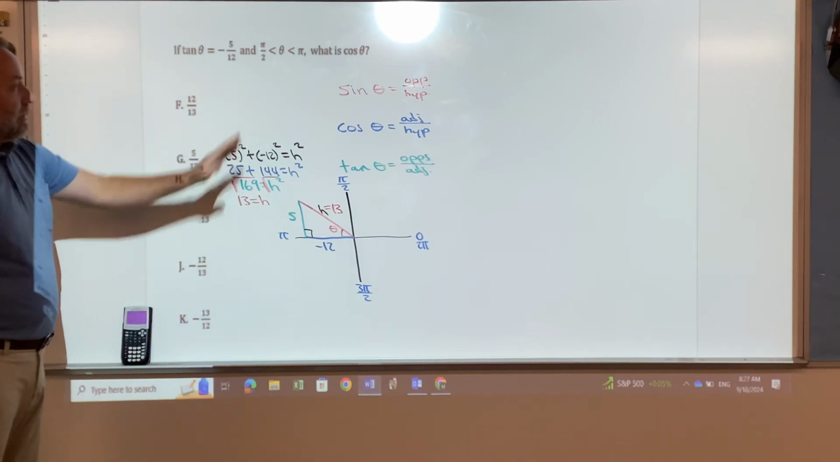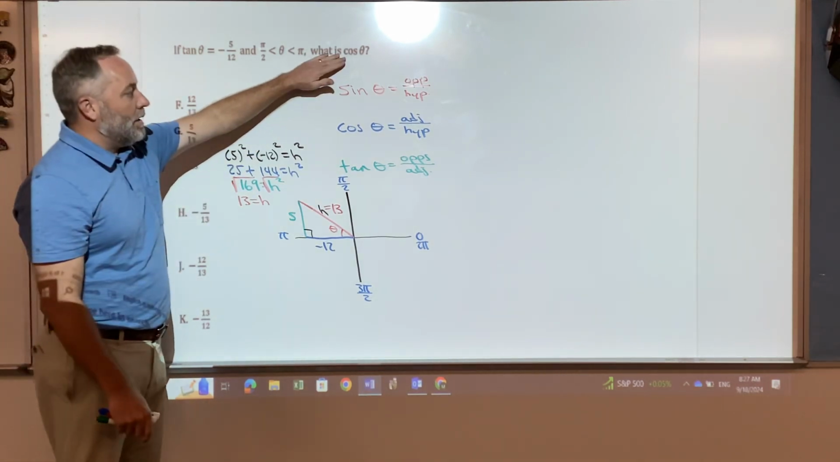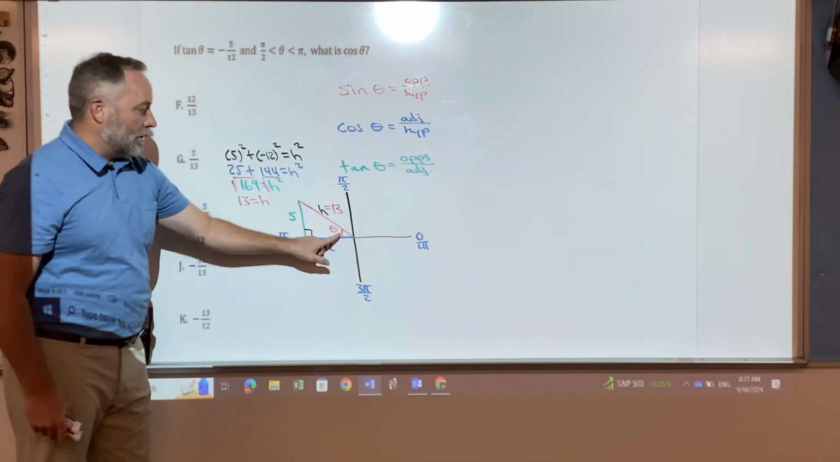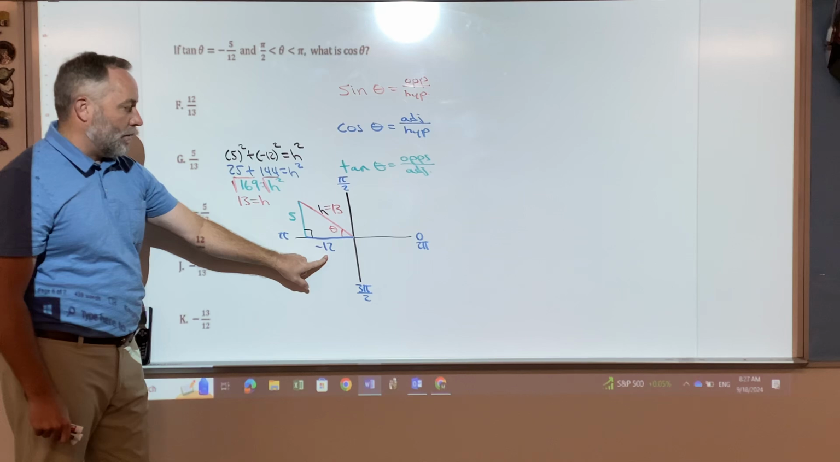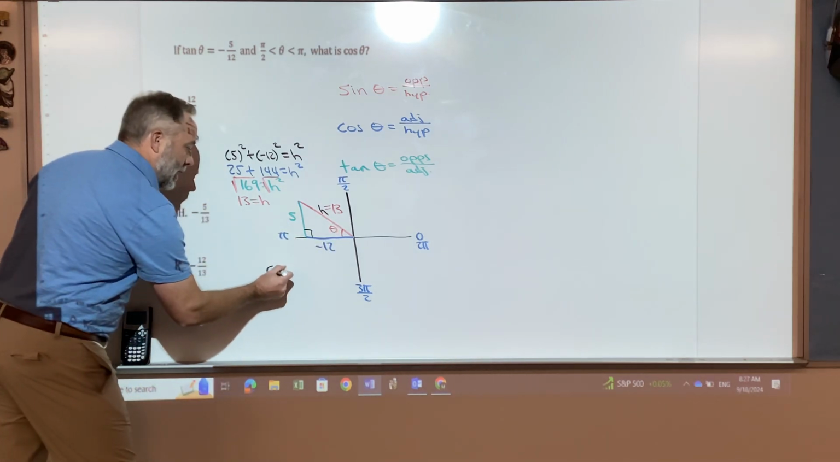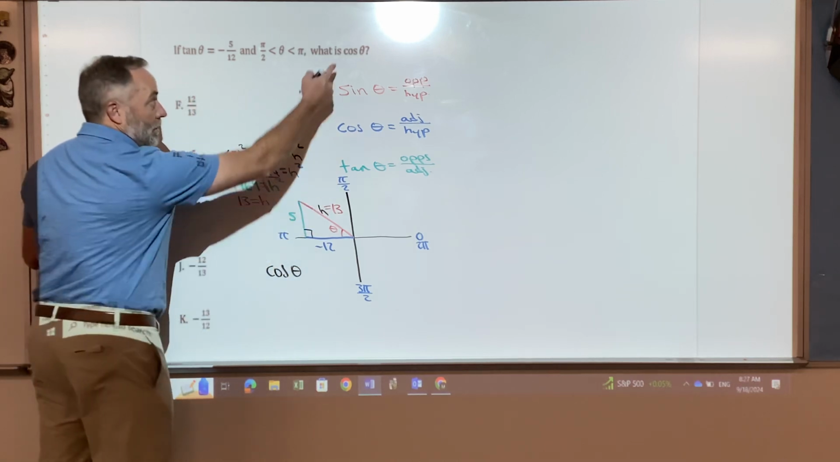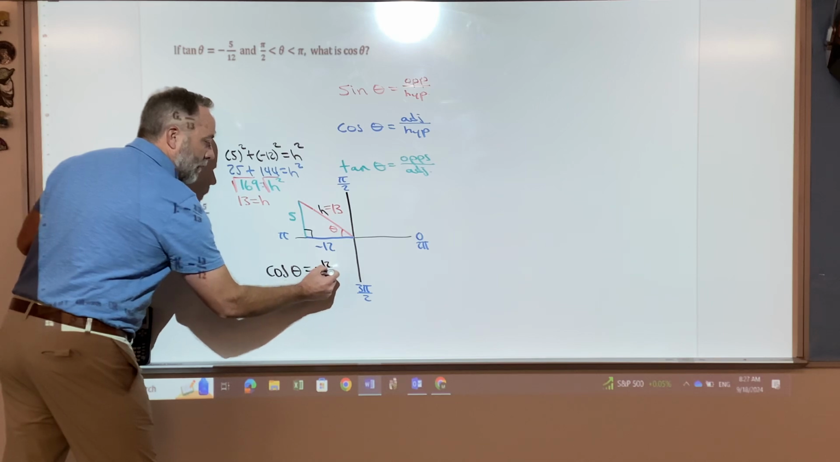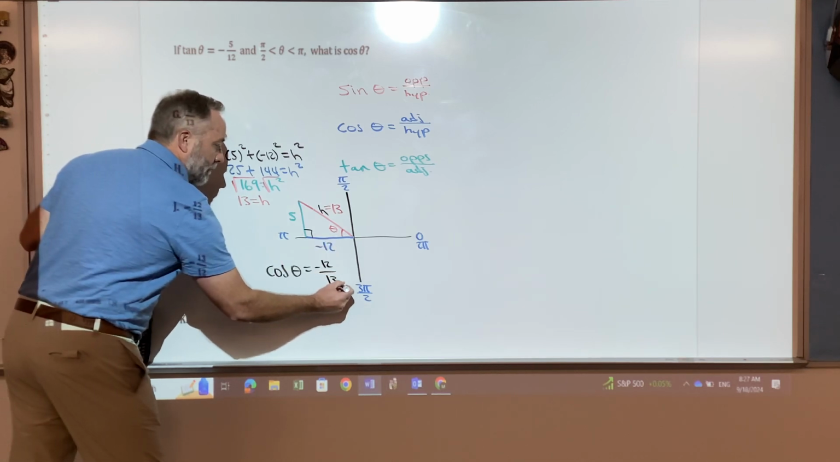Now we know enough to answer the question. We're asked about the cosine. We know that cosine is the adjacent over the hypotenuse. The adjacent side is the -12. The hypotenuse is 13. So we would write the cosine of theta, which is what we're being asked, is equal to negative 12 over 13.